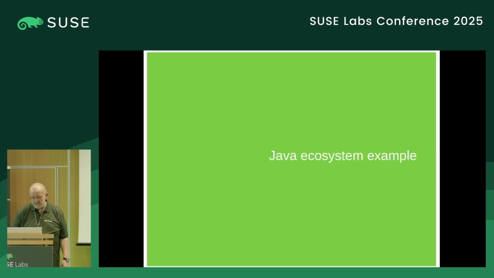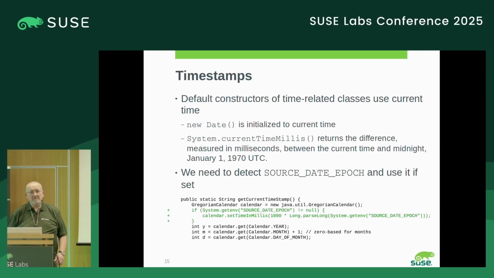Now, what we did in the Java ecosystem. In Java systems, they love to timestamp stuff. And all the default constructors in everything that is time-related take the current time. So basically, we had to go through different source code and look for invocations of new Date or construction of some calendars, and make them detect this source date epoch. SOURCE_DATE_EPOCH is a variable that we have in the build system that is set when the release is not 0. Once the release is not 0, it sets the variable.